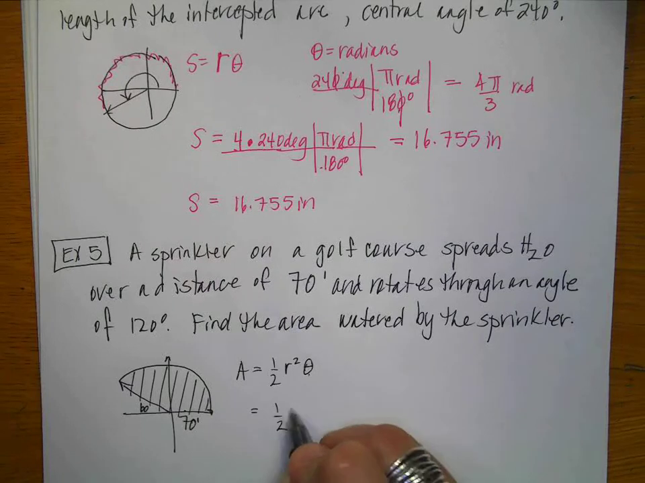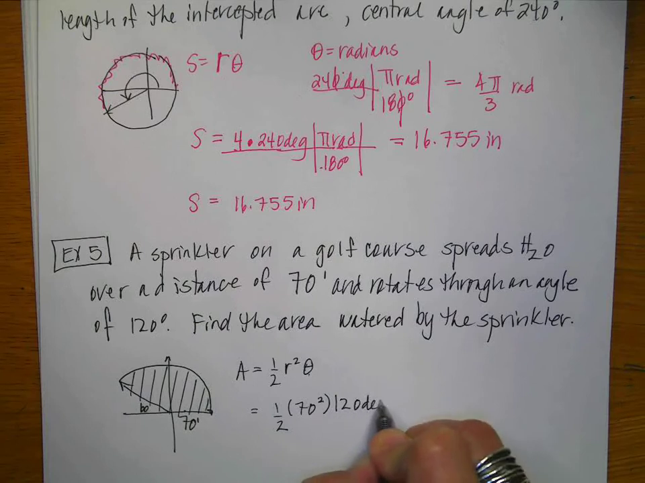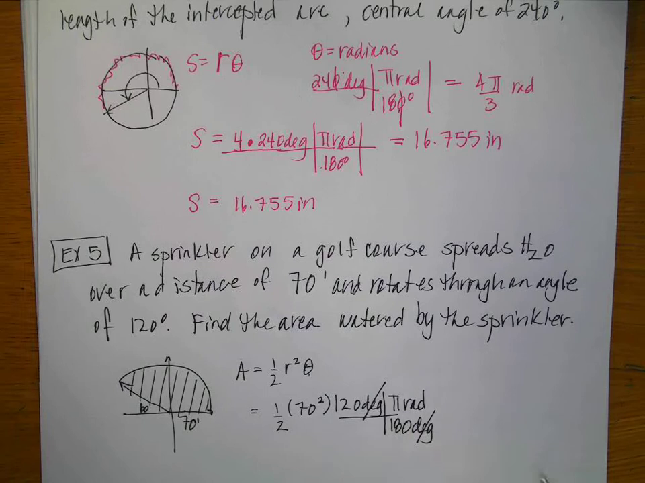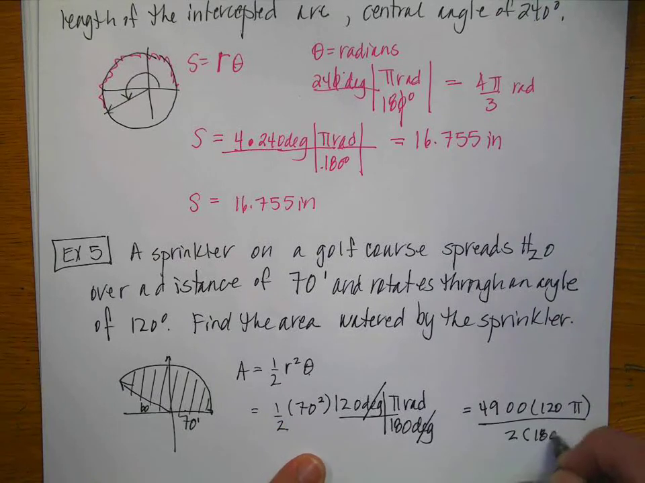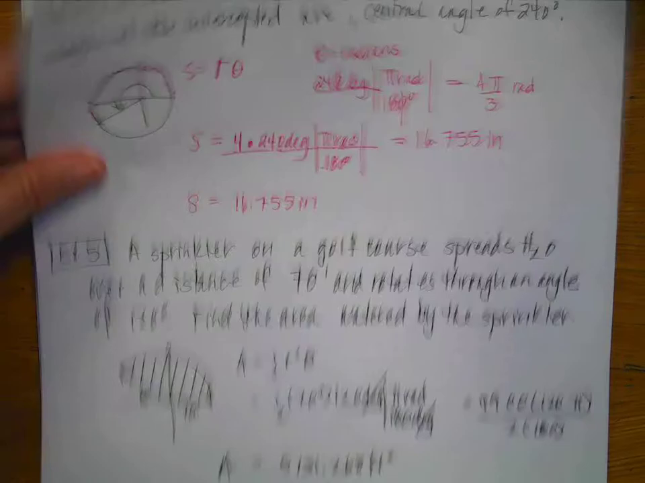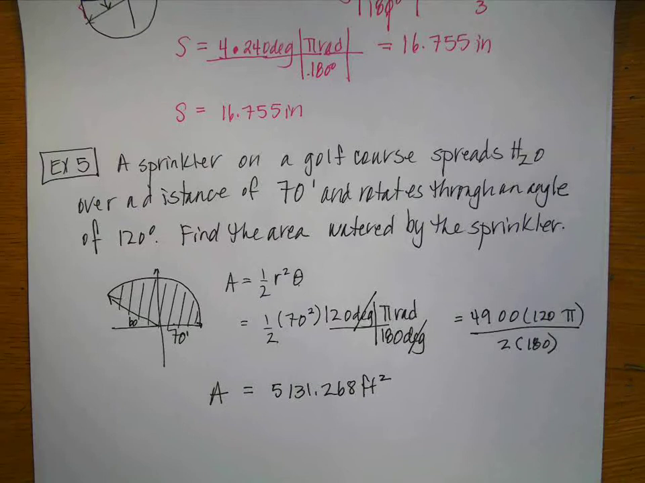Remember that theta has to be in radians, and again, I'm just going to do my conversion all at the same time. So here's the half, and then I have times 70 squared, and then I have 120 degrees, and there are 180 degrees in pi radians. My degrees cancel, and so when I do this math, 70 squared is 4900 times 120 pi divided by 2 times 180. And when you do that math, you're going to get 5131.268 square feet, and then I report my area.